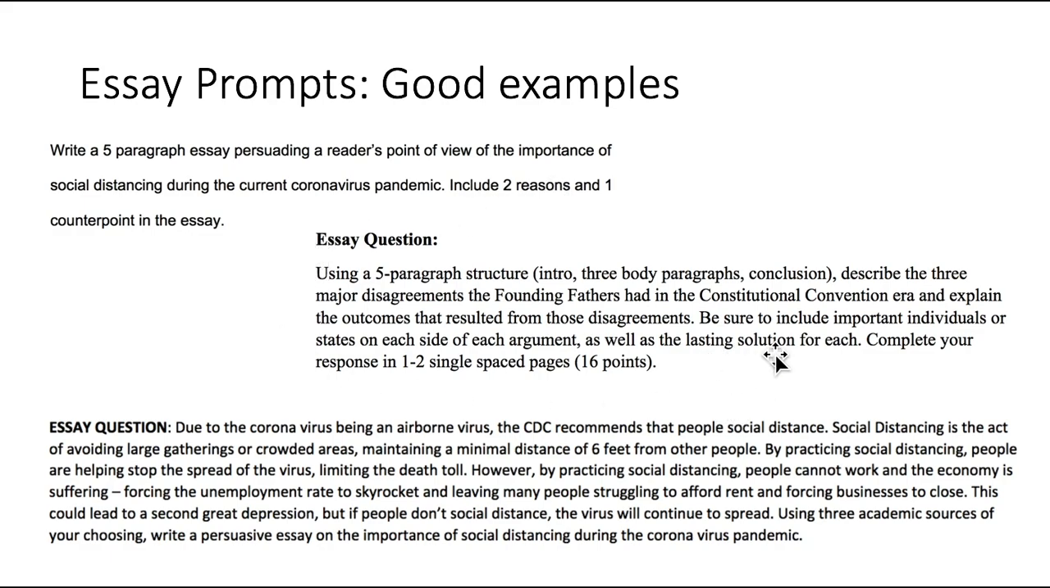This is submitted from somebody who did a different set of materials. But again, 5-paragraph format, giving them guidelines again, because this isn't a language arts class, it's a content area class. Describe the 3 major disagreements the founding fathers had, and so on and so on. Be sure to include important individuals or states on each side of each argument, as well as the lasting solutions for each. Complete your response in 1 to 2 single-spaced pages, and then the point value. So following a lot of Popham's advice there, it's clearly articulated, and it does reflect the sub-goals that were given here very, very well.